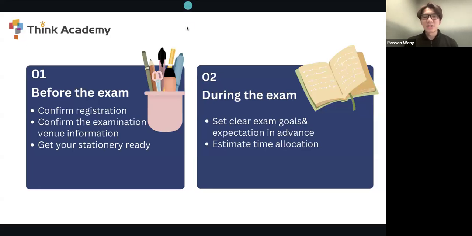What if your test center does not provide the stationery? So it's always better for you to prepare yourself. And the second one is during the exam. During the exam, the most important two things are to set very clear exam goals and expectations in advance, and also to set your time allocation strategy in advance. So what you need to do during the exam is to really apply your strategy.